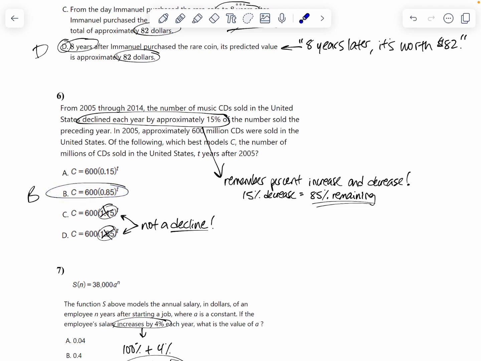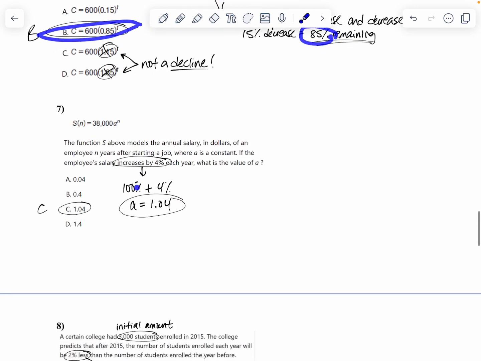I can eliminate these two because remember when you add 100 to it, that actually represents an increase, not a decrease. Remember what we talked about for percentages. So eliminate these 2 right away and then choose very carefully between the other 2. If something goes down 15%, that means that you have, or you're paying for, or you have left 85%. B is the right answer.